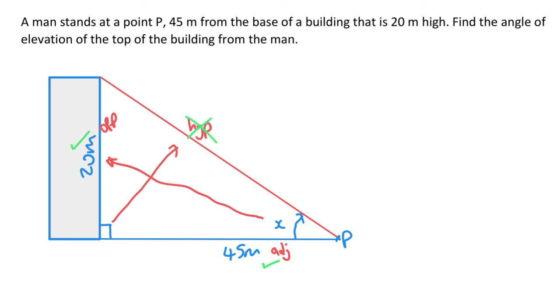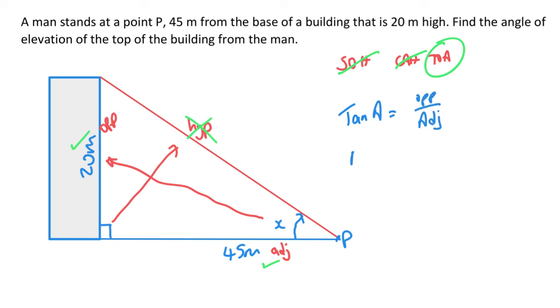So whenever we look at SOHCAHTOA, we need to get rid of the options with the hypotenuse. So that's SO and CA, which leaves us with TOA. TOA is the tan of A equals the opposite over the adjacent. So if we put our information in, we've got the tan of X equals 20 over 45. So we'd want to divide by tan, but we can't do that.